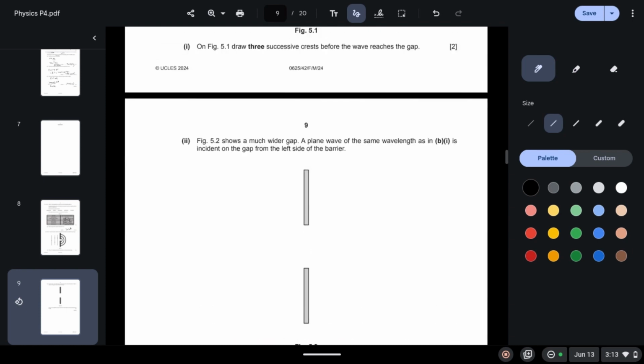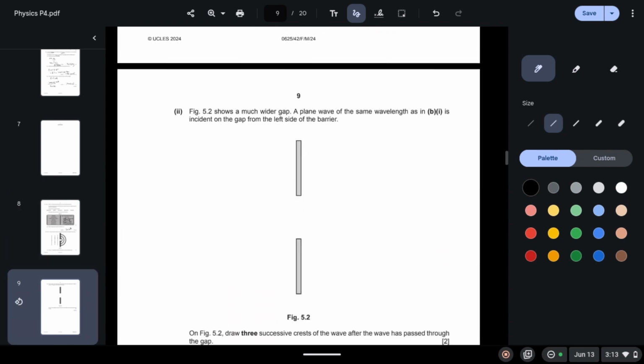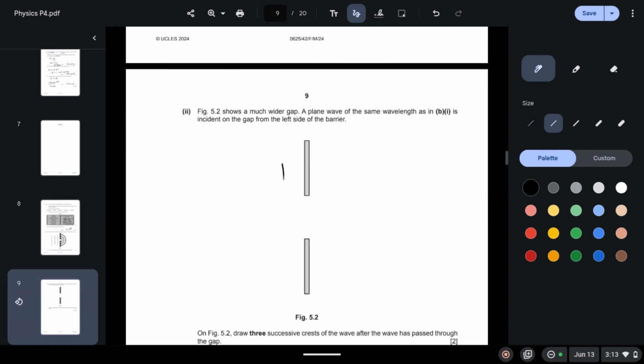Okay, so we are using the same waves as in the previous part. Okay, so due to the increase in the gap, the diffraction will decrease. So the waves will be just slightly diffracted. So something like this.